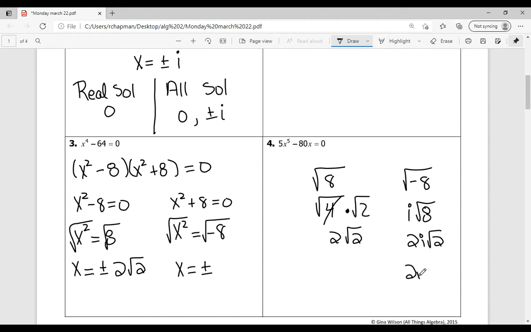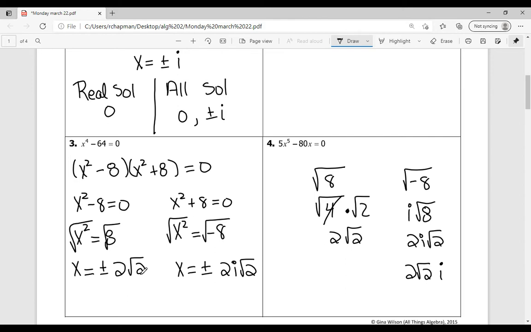If you want to write it as 2 square roots of 2 with the i on the back end, just make sure that you do not put that i under the radical. It is totally separate. So which way would you rather see it? With the i in front of the radical or behind? It does not matter to me. What'd you say? In front? Okay.